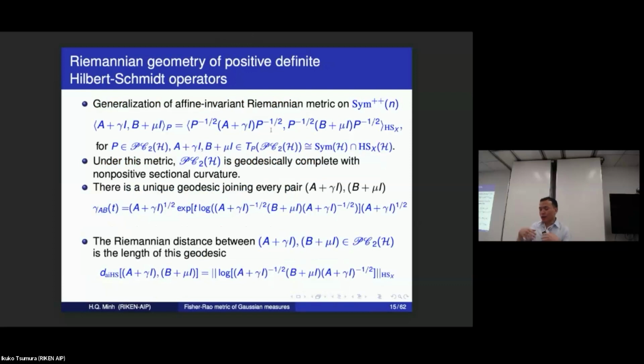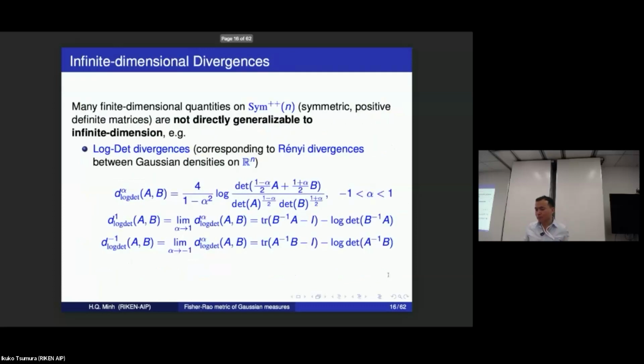And the properties of the finite dimensional setting all carry through. We have a geodesically complete manifold with non-positive sectional curvature. We have a unique geodesic joining every pair A and B. And we have the Riemannian distance in closed form. So it's very similar to the finite dimensional setting, except that we use the regularized, or extended, or unitized operators, and we use the extended Hilbert-Schmidt norm. So there are two components in this formulation. That was the work of Larotonda.